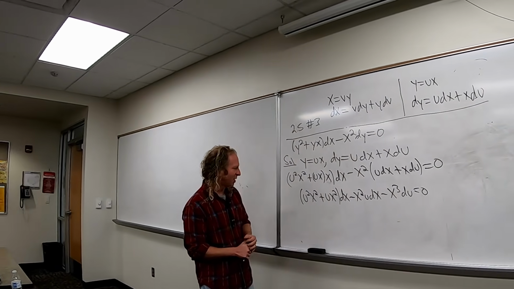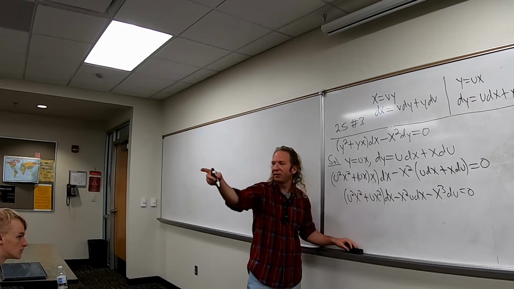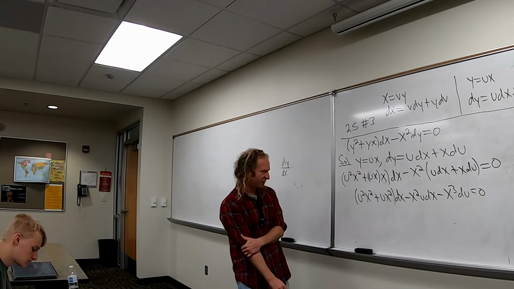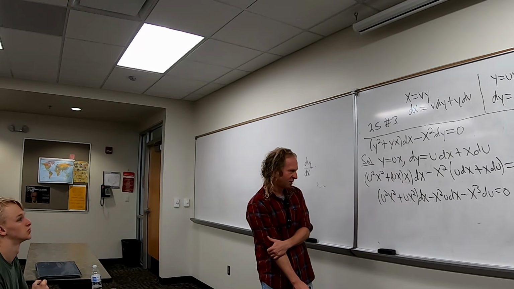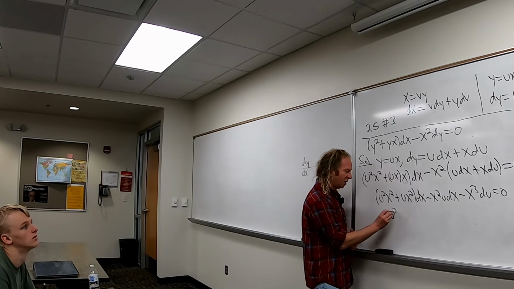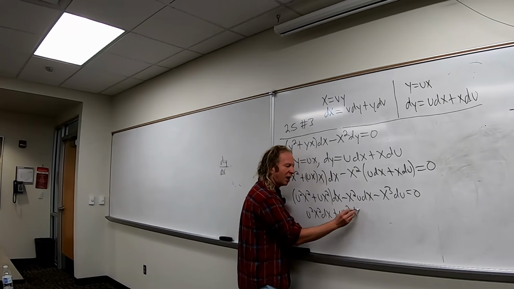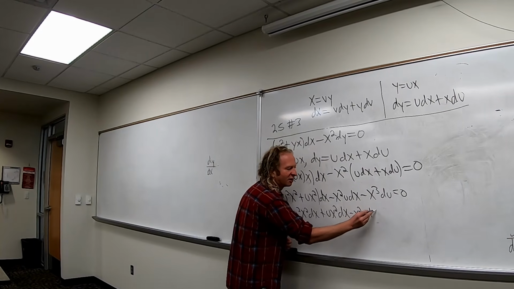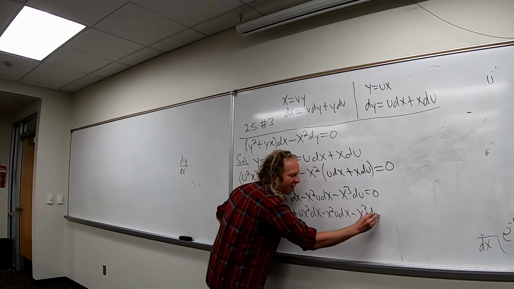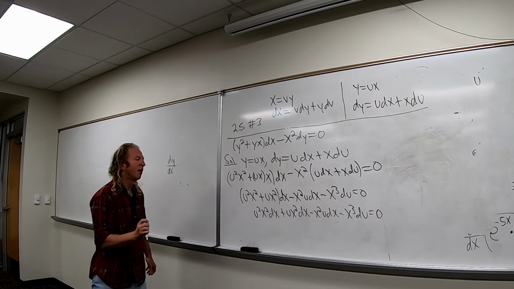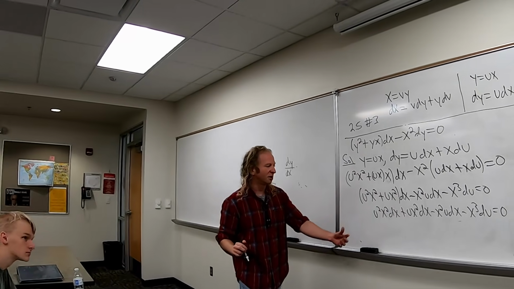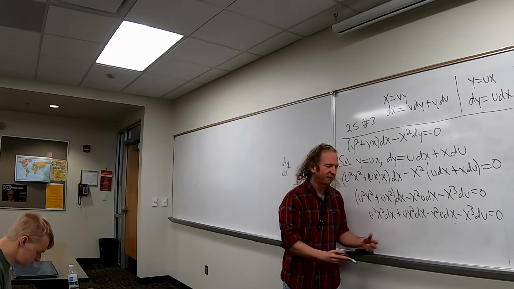Okay, what do we do now? Just distribute. Levi? Doesn't the ux squared u dx cancel? Yeah, I'm going to write it again. I think you're right. I'm just going to show one more step. And it does, right? These middle terms go away. That's a good sign.